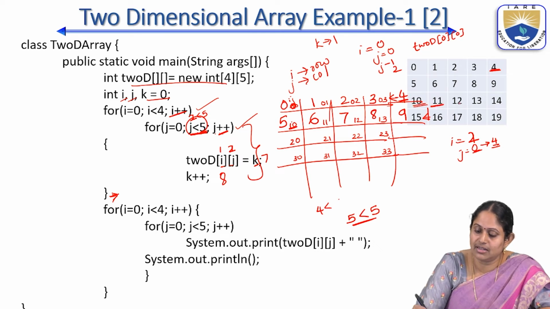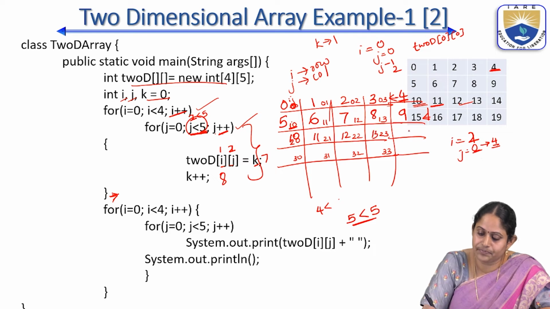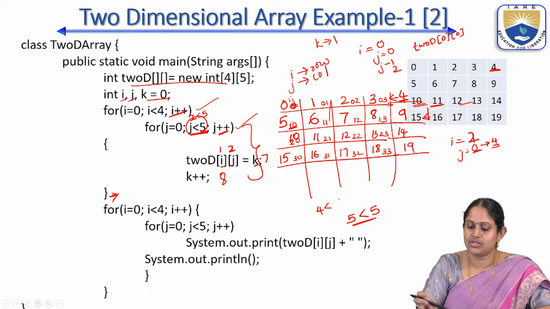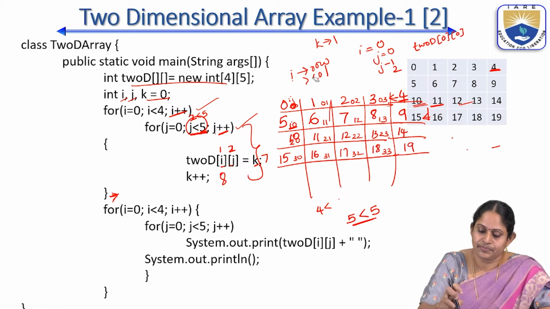10, 11, 12, 13. 10 will be stored here. 11, 12, 13, 14, 15, 16, and 19. So these values are stored over here.